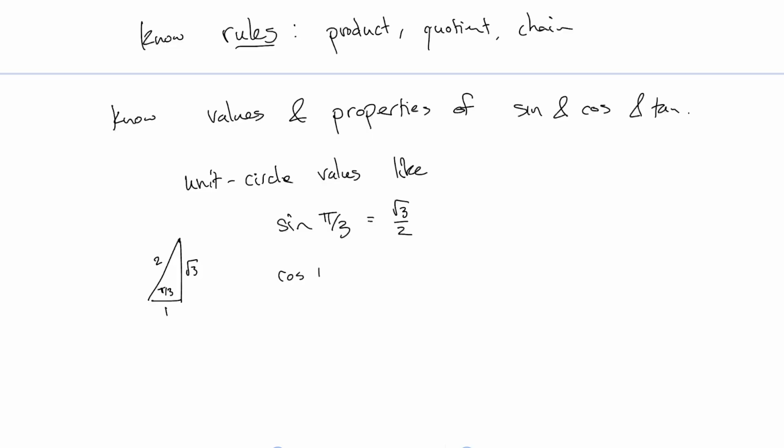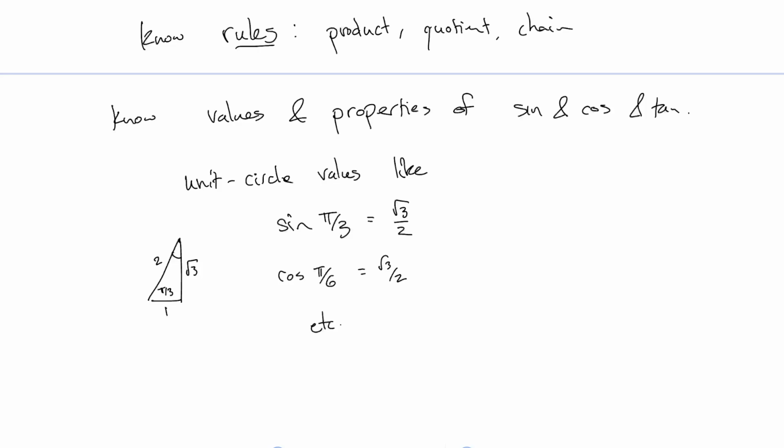The cosine of pi over 3, or how about what's the cosine of pi over 6? Pi over 6 is this angle over here, 30 degrees, and the cosine of that would be the adjacent over the hypotenuse, which from this side, the adjacent is here and the hypotenuse is here. So this is also root 3 over 2, etc.